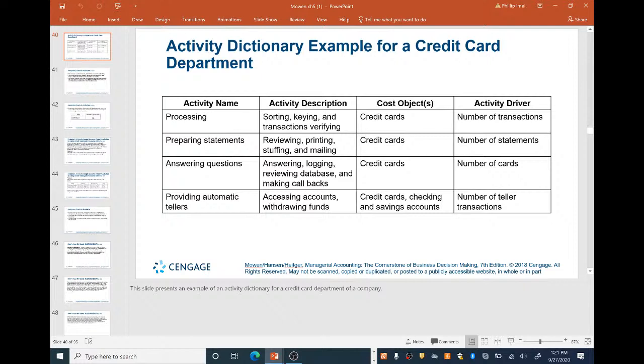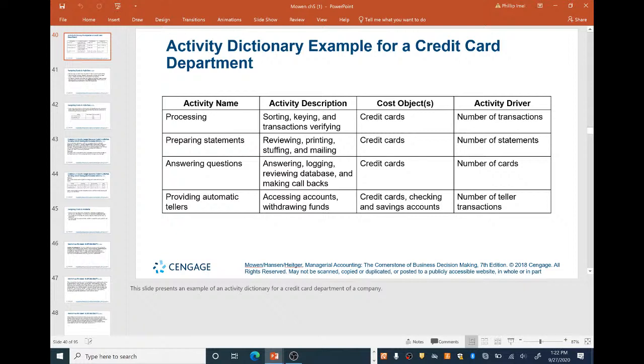And then the driver would obviously be the number of transactions that they're processing. Preparing statements, this would be reviewing, printing, stuffing, and mailing as the description of that activity. This, once again, the cost object that's tied to the credit cards. And then obviously your activity driver here would be the number of statements. So you can get an idea of how this is flowing. I'm not going to read the last two examples here.